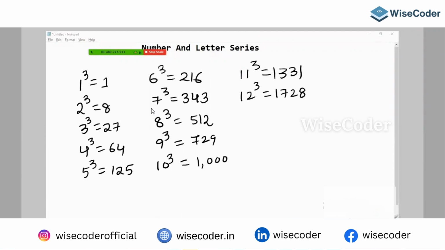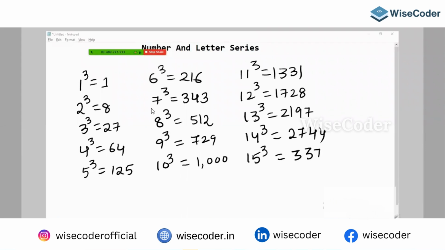1728. Okay, what is 13 cube, guys? 2197. What is the next one? 14 cube. What is 14 cube, guys? 2744. 15 cube, what is 15 cube? 3375. These are all the cubes, guys.